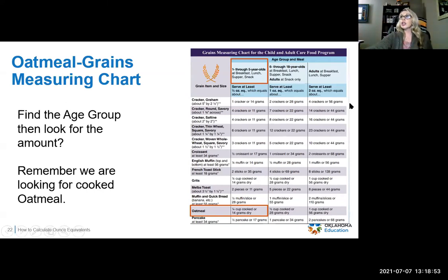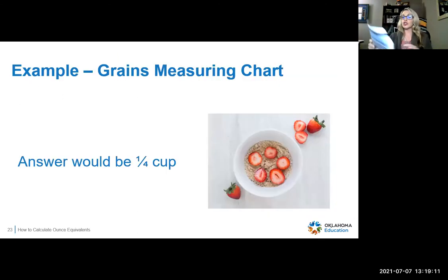So we come down here and we see oatmeal at the bottom, and it says that you need 1/4 cup cooked or 14 grams dry. So that's it. If I want to serve oatmeal to 4-year-olds, you can use this. It's kind of like a cheat sheet chart. Again, you look in the age group that you want and you scroll down and it would say oatmeal.